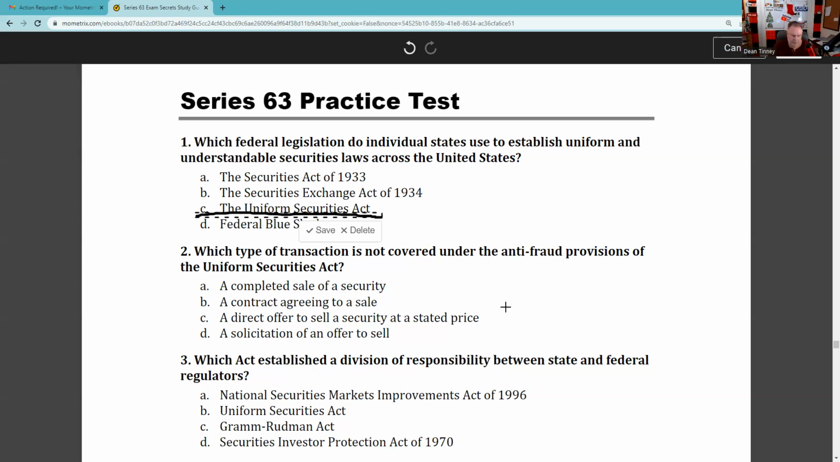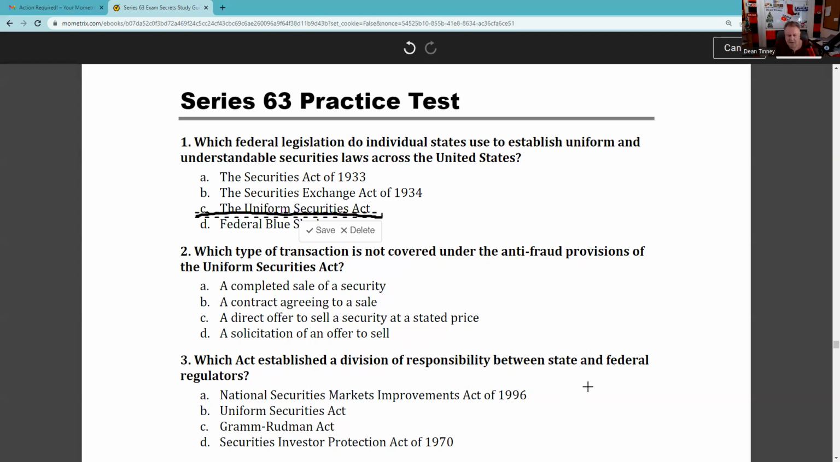I was reading Ricketts' memoir about the founding of TD Ameritrade, and he said that he had to go around and take a bunch of individual state tests. So I don't know how long ago that is. Thank God we have the Uniform Securities Act template. Otherwise, you'd have to be taking tests in all kinds of different states. So the answer is C.